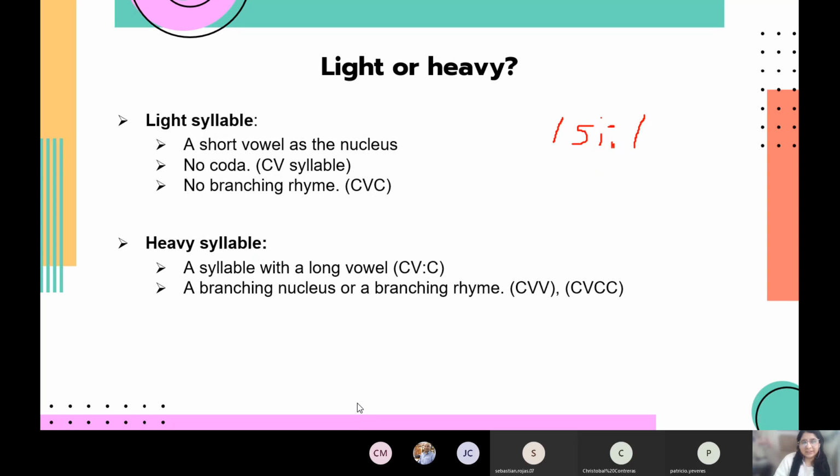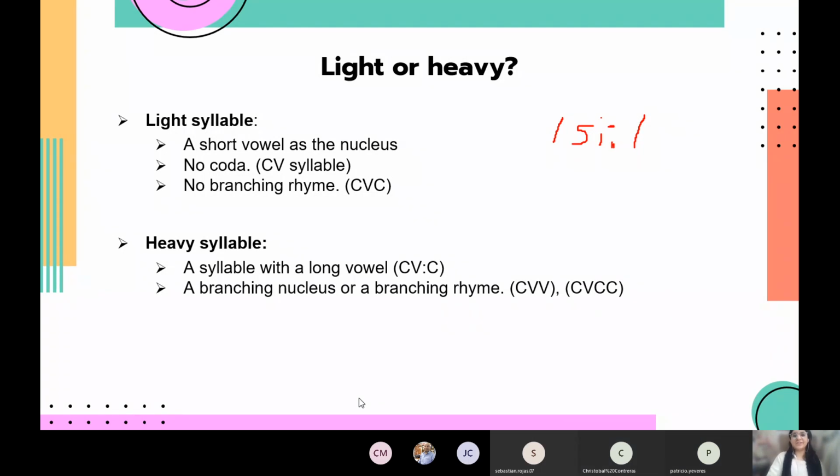Is this clear? Sometimes one element may be present, like in this case, that it doesn't have a coda, so you may think, oh, it doesn't have a coda, therefore it's a light syllable, but it has a long vowel, so it's a heavy one. Is this clear? Yes, miss. Yes, great.